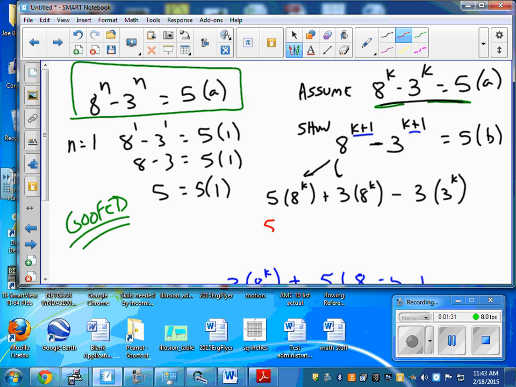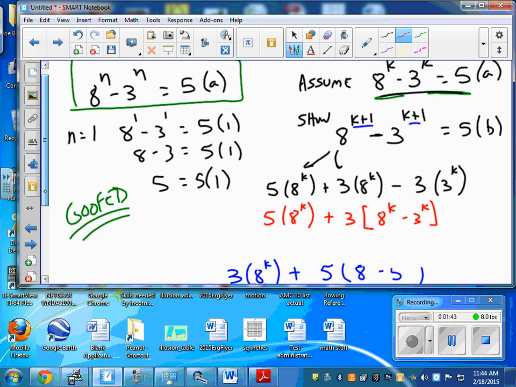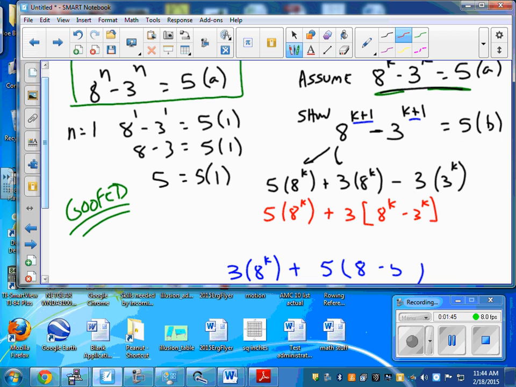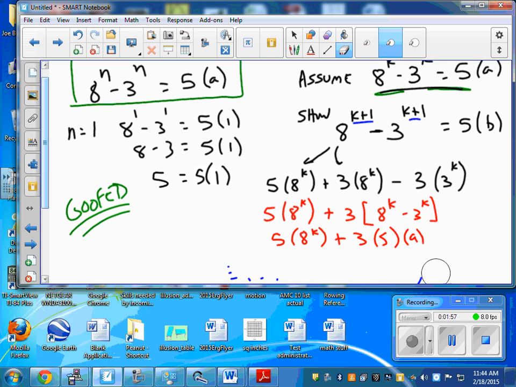This is 5 times 8 to the k. That obviously has a factor of 5 in it. I'll take the 3 out here. This leaves me 8 to the k minus 3 to the k. And we know from our assumption that 8 to the k minus 3 to the k is 5 times a. So I have 5 times 8 to the k plus 3 times 5 times a. This was my goof up.